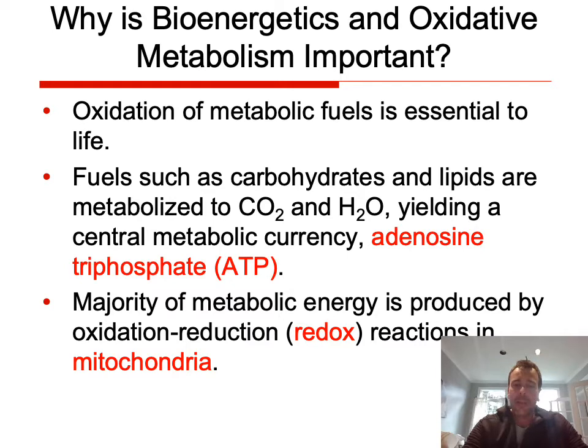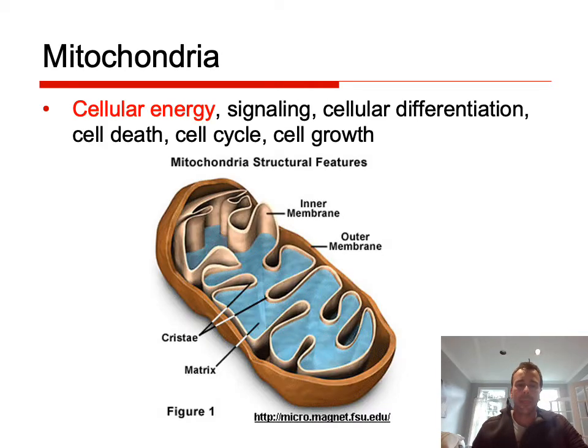The majority of the metabolic energy is produced by these oxidation reduction reactions that I'm going to talk about today, and this occurs in the mitochondria. We've talked about the mitochondria before, but obviously this is important for cellular energy. It's also important for signaling, cellular differentiation, cell death, the cell cycle, and cell growth. There's the outer membrane and the inner membrane. A lot of the action for oxidative phosphorylation takes place in the inner membrane, and that's what we're going to be talking about today.